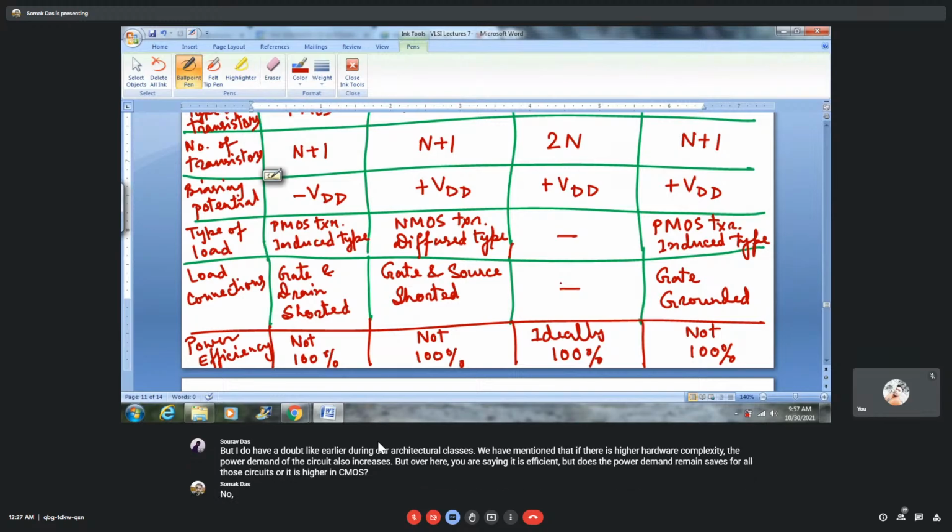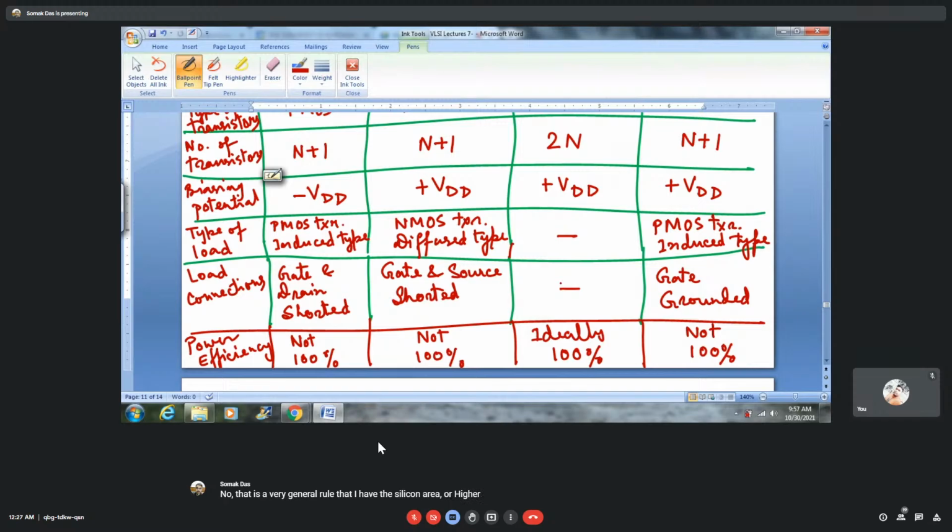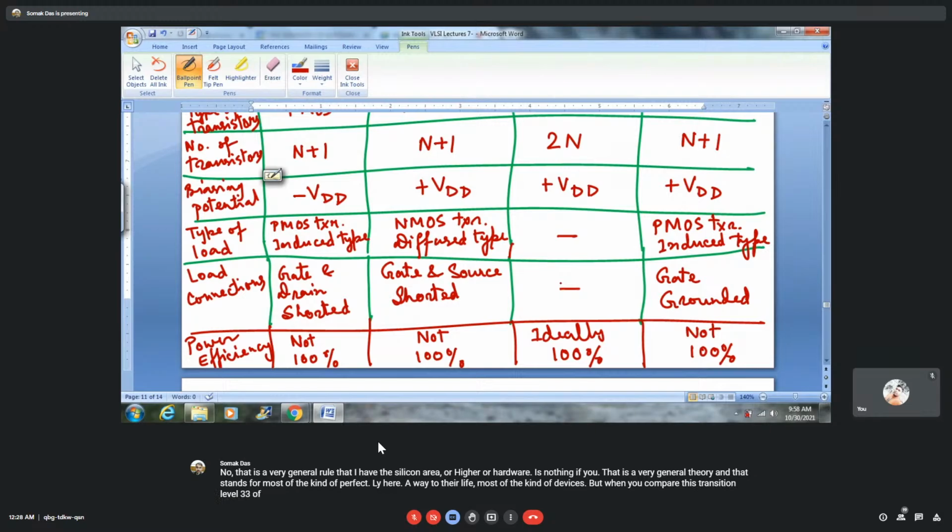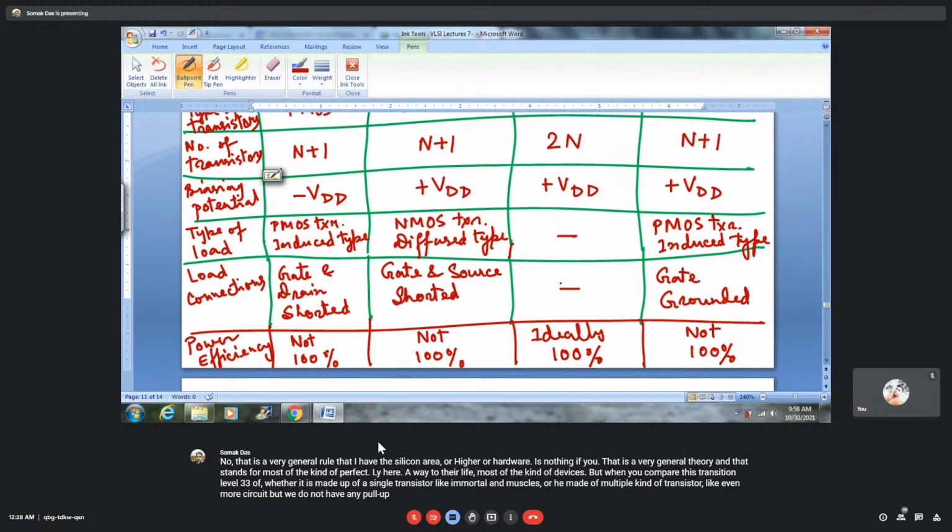No, that is a very general rule that the higher the silicon area or the hardware overhead of a particular circuit, the higher will be its power consumption. That is a very general theory, and that stands true for most of the circuits and devices in our day-to-day life. But when you compare this transistor-level circuitry, whether it is made up of a single type of transistor like PMOS or NMOS circuit, or of multiple transistors like pseudo NMOS circuit, but we do not have any active pull-up network.